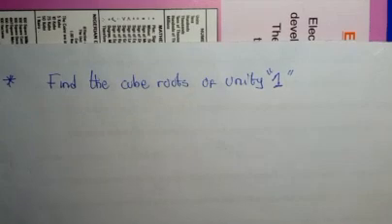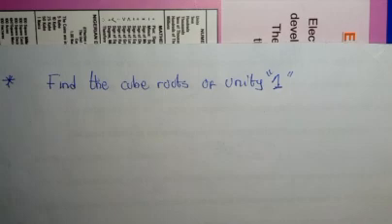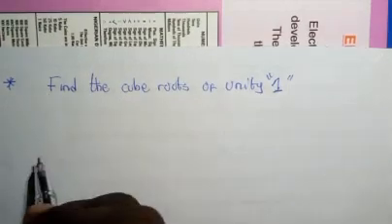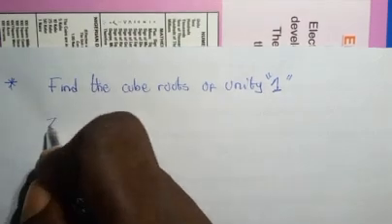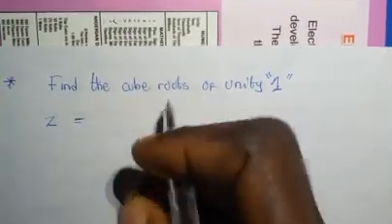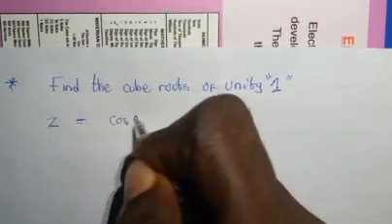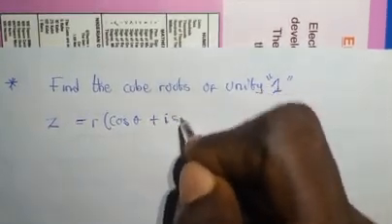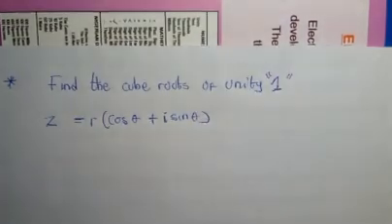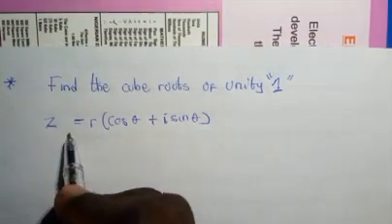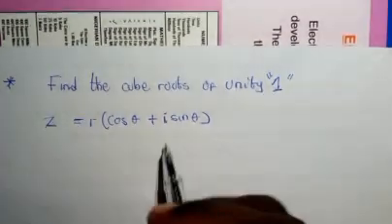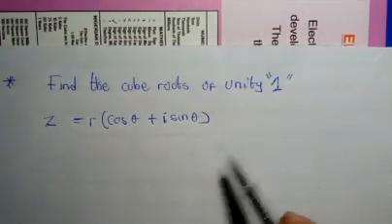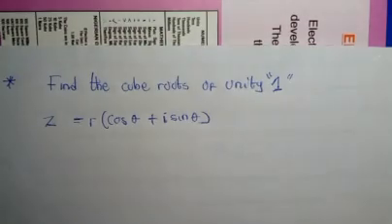So, we'll be using the De Moivre theorem to find the cube root of unity, which we know as 1. The theorem implies that z is equal to r into bracket cos theta plus iota sine theta. And we know that sine and cosine repeat themselves periodically after 2 pi, which is after 360 degrees.